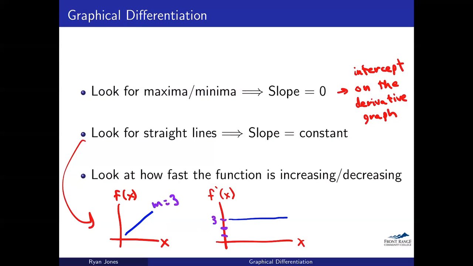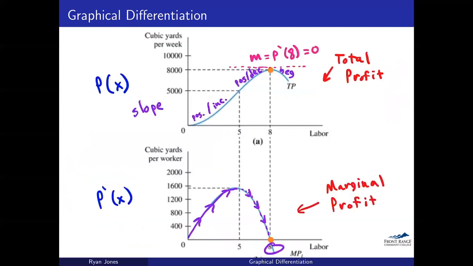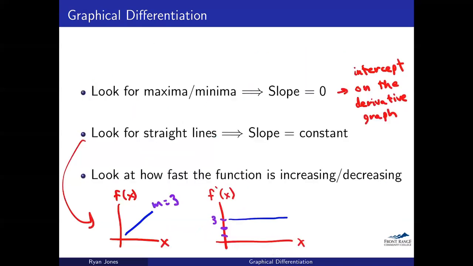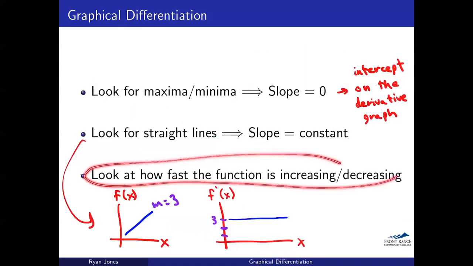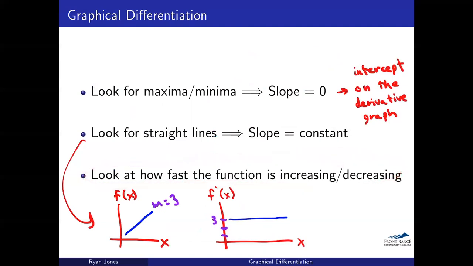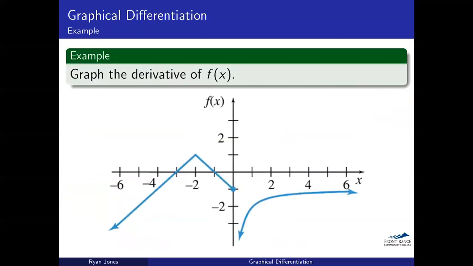graph goes straight across. And then the last thing that can help you is looking at how fast the function increases or decreases. We kind of saw that back here. You know, just draw some tangent lines here and see how fast it's increasing, and that gives you a sense of how much your derivative graph might shoot up. This third one isn't really anything specific. It's just getting used to looking at how big or how small the slopes are. So let's go ahead and do an example here.